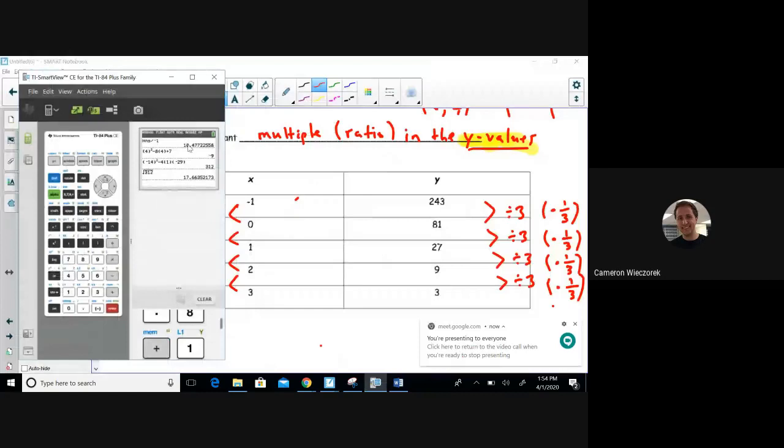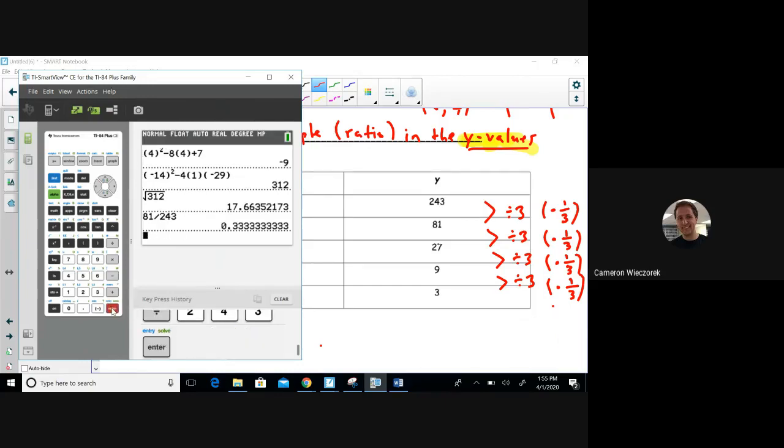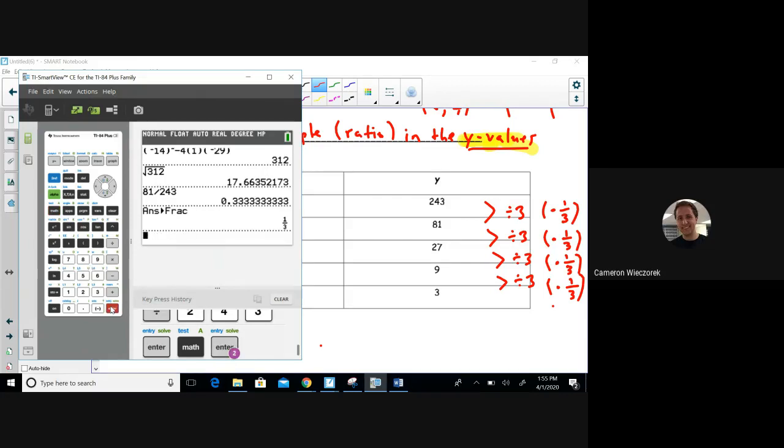Okay. First thing I notice is it dropped from 243 to 81. So what I'm going to do is just take the second value, 81, and divide it by the first value, which was 243. And what that's going to do is it's going to tell me what I multiplied by. So 0.333, if I math frac that, tells me it multiplied by a third. So then I try it for the next row.